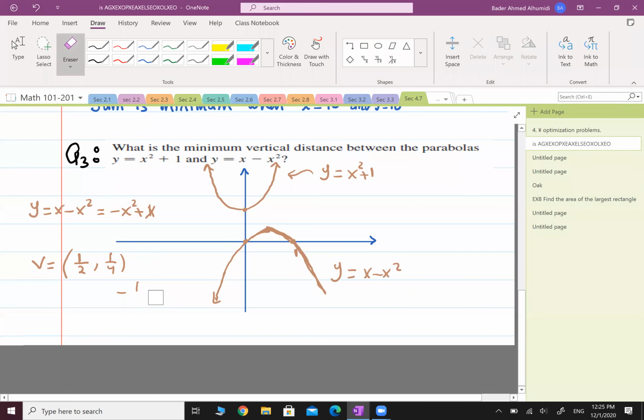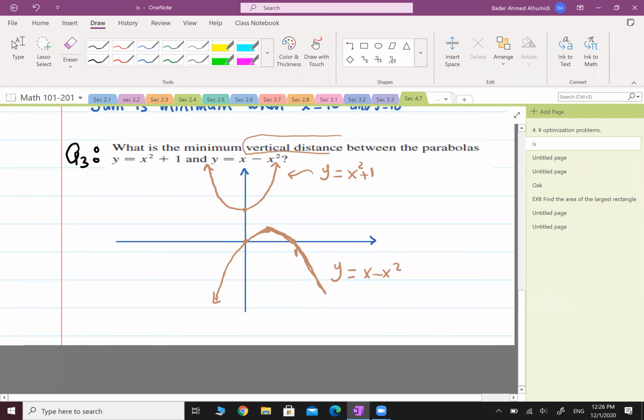Notice, guys, we have different distances between any 2 points in the 2 graphs we have. I mean, if you choose any 2 points in the graph, I can find the distance. But he is not talking about just any distance, he is talking about a very special type of distance. What is it? Vertical distance. What is meant by vertical distance here? What is the meaning of vertical distance?